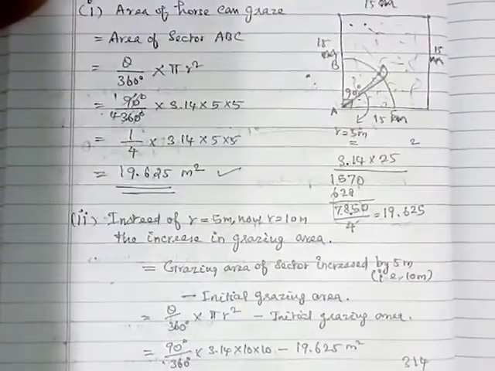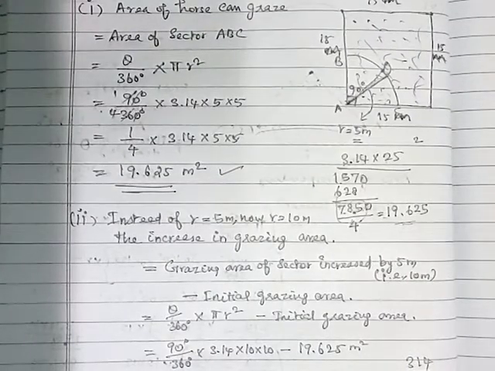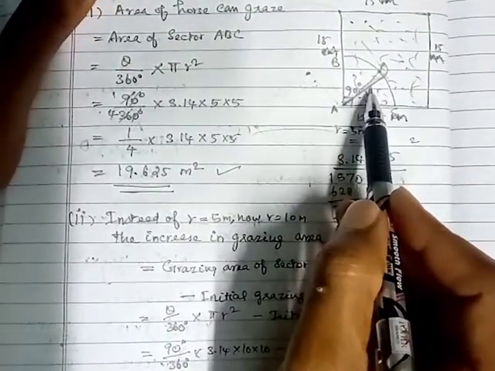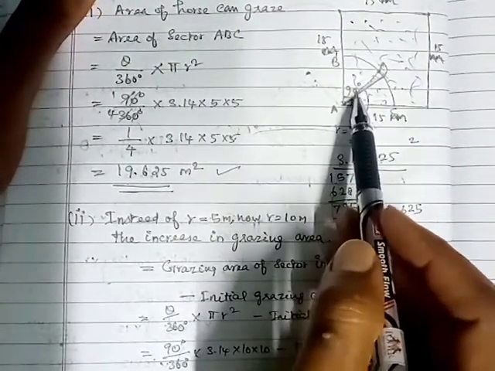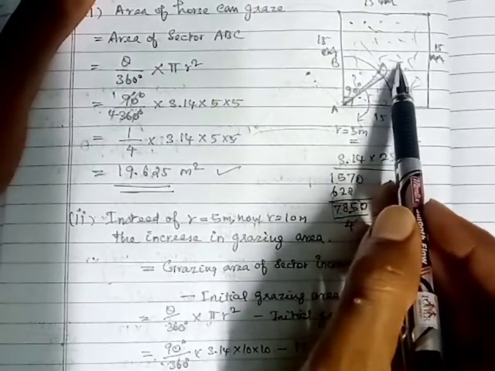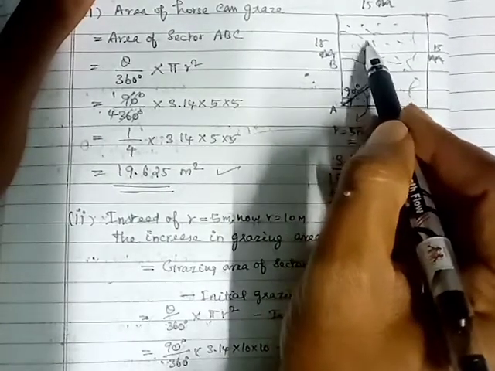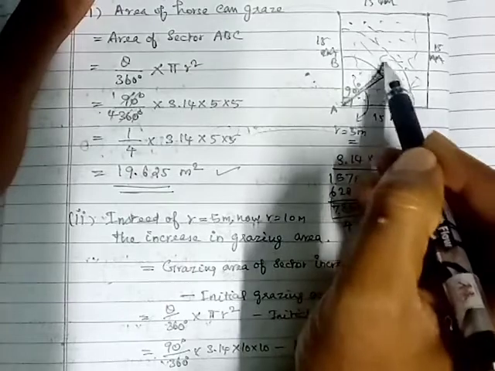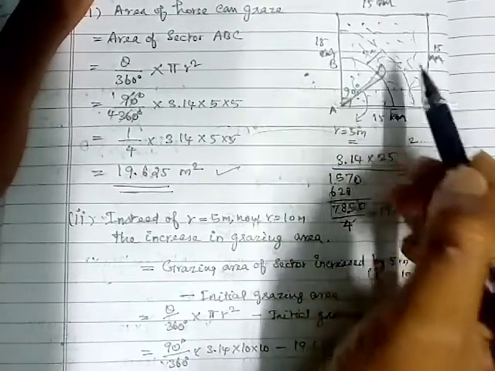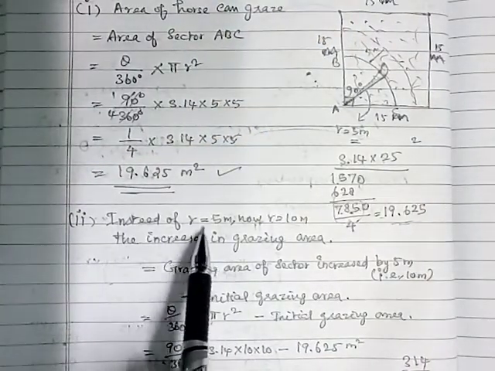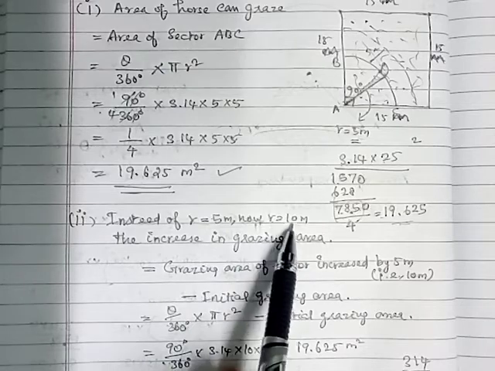Okay, the second part is the increase in the grazing area if the rope were 10 meter long instead of 5 meter. Okay, initially the length of the rope was 5 meter, right, radius. After that they increase it by 5 meter again, so this would be like this, right? This arc, the second arc, it is increased by 5 meter, that is totally 10 meter, right? Okay, instead of radius equal to 5 meter, now radius is 10 meter.